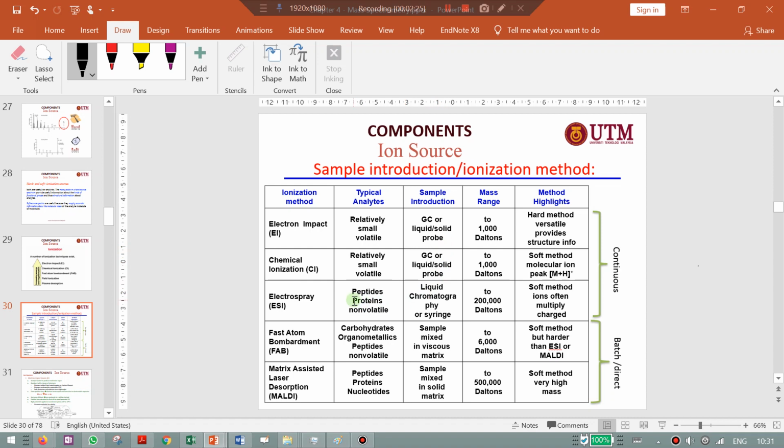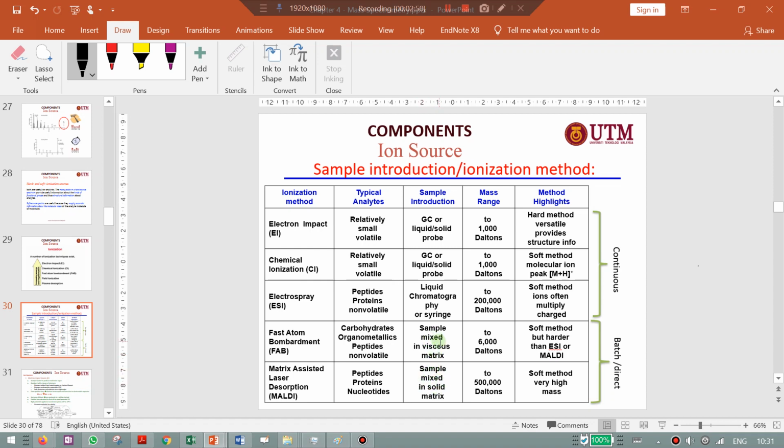Alright, but for the electrospray, it's much softer, so it requires a liquid chromatography technique or gas chromatography technique. The gas chromatography technique is already outdated. It's a conventional method; you can search by yourself. It's not really stable nowadays. In fast atom bombardment (FAB) and MALDI, the sample is made in a viscous matrix. The sample is made in a solid matrix for the MALDI.